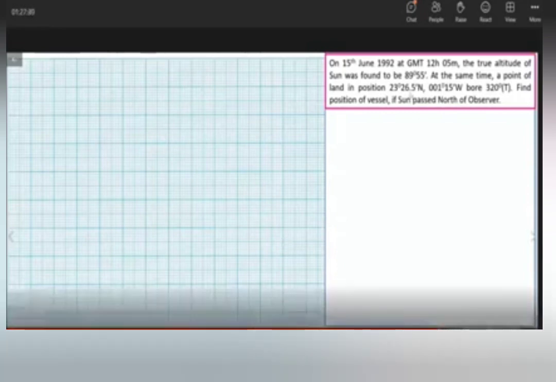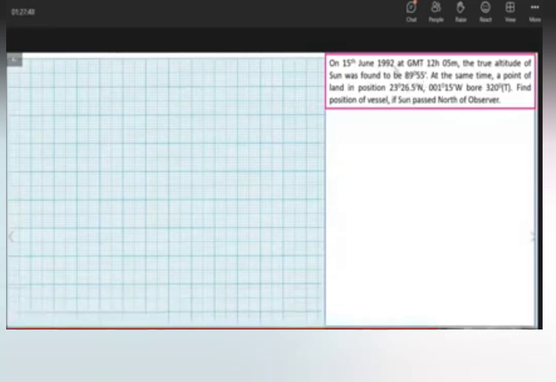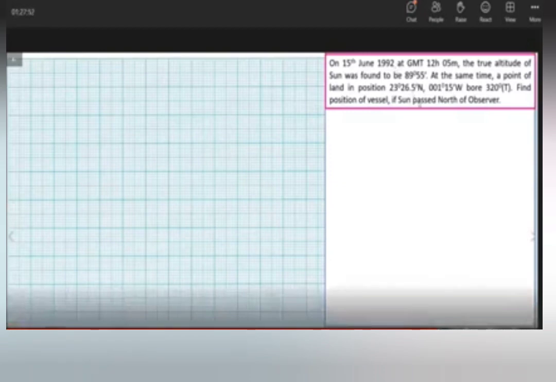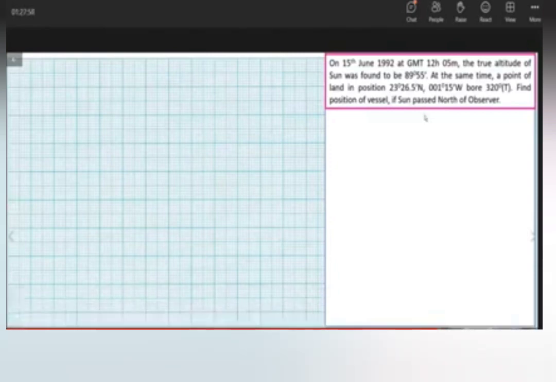Right. So you can see here we have a high altitude observation, 89 55. So we will be using the same concept here. Now you can read the question. Any doubts coming in the question, please let me know. Okay, so looks like everybody is okay. So I'm proceeding ahead.